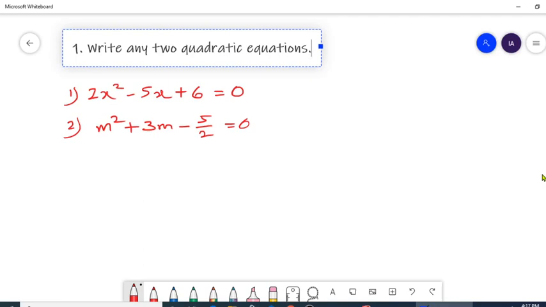In the same manner, you can make an infinite number of quadratic equations which must satisfy the basic criteria for being a quadratic equation, which we have already discussed, that they should be in the given form, like ax square plus bx plus c equals to 0. So any equation which is in this form can be considered as quadratic equation. Now let's move on to the next question.